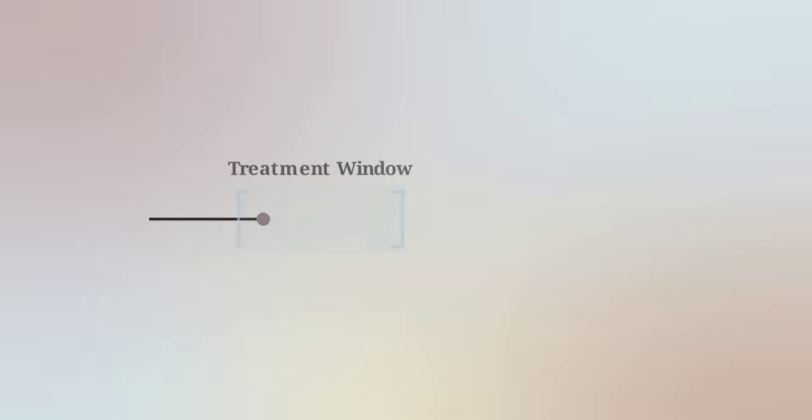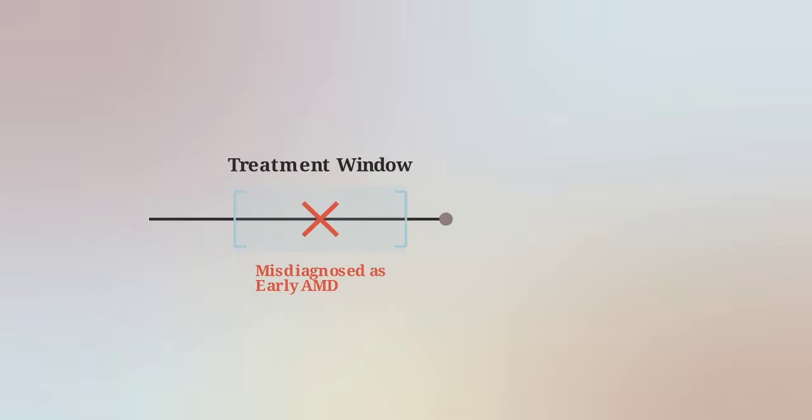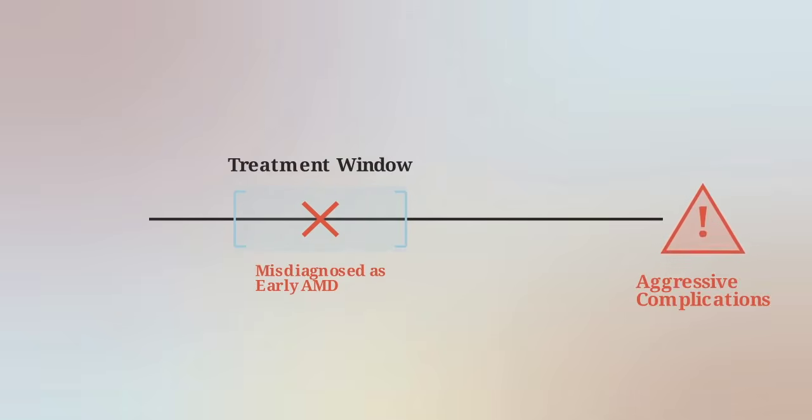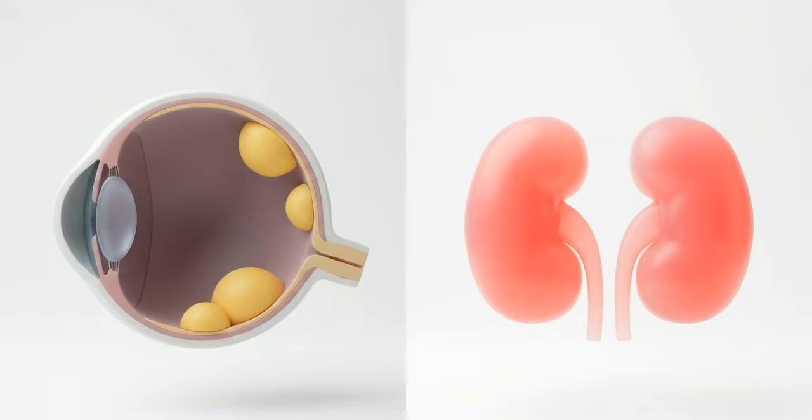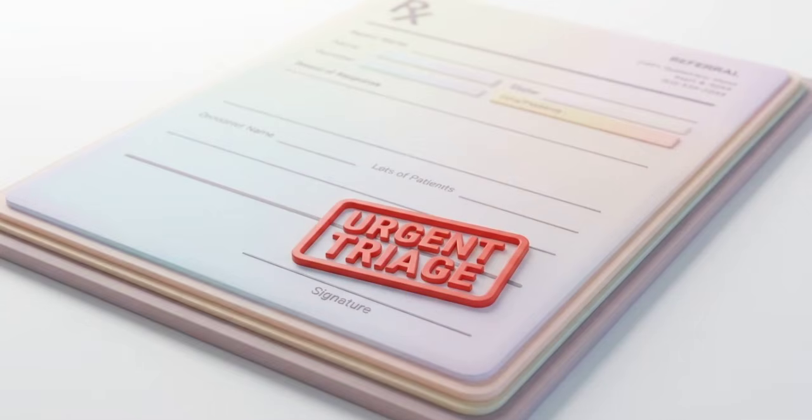Misdiagnosing CSC or Best's disease as early AMD means missing critical windows to treat aggressive neovascular complications. Treating early-onset drusen as standard wear and tear leaves the patient vulnerable to undetected renal failure. This reinforces the ultimate clinical defense, the triage rule. If the patient is under 50 and presents with macular deposits, refer them immediately.